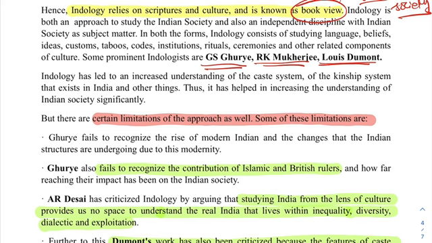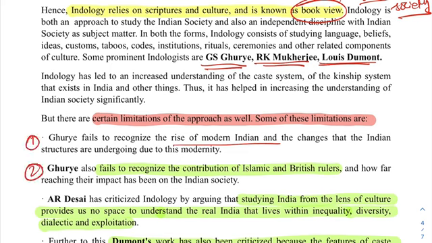Okay, so what were they concerned with? They were just concerned with the continuity: how an institution emerged in ancient India and continues into modern India. But they were not concerned with how that institution was different in ancient India and is quite different in modern India. So the first limitation is that these Indologists were not concerned with the modern changes. They ignored modern changes.